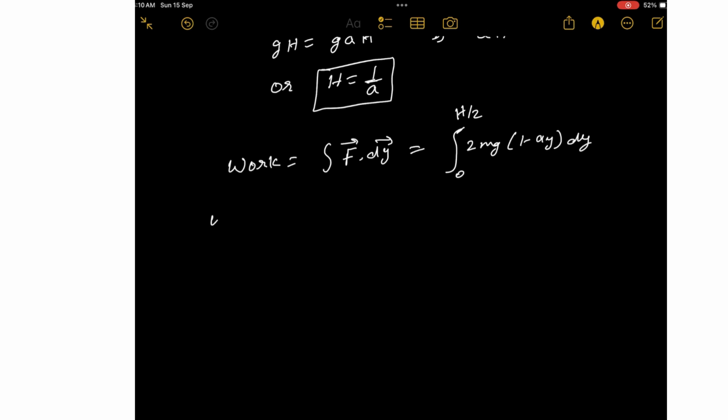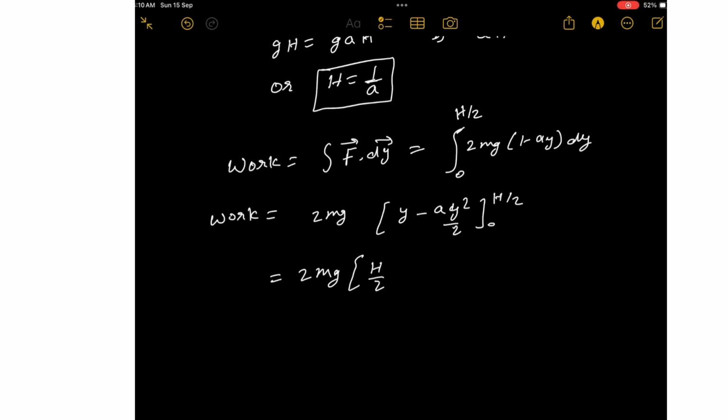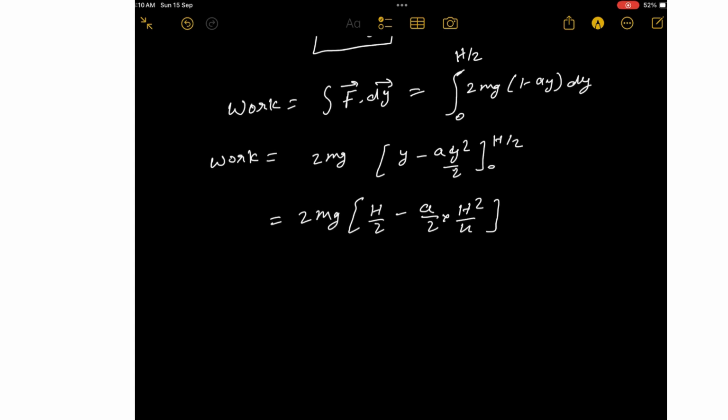Now we will integrate this, so we will get the work done by this force, and it will be 2mg. You can take out this constant quantity, and on integrating we will get y minus ay square by 2, limit 0 to h by 2. So it will be 2mg, in place of y you will get h by 2 minus a by 2, and y square is again h square by 4.